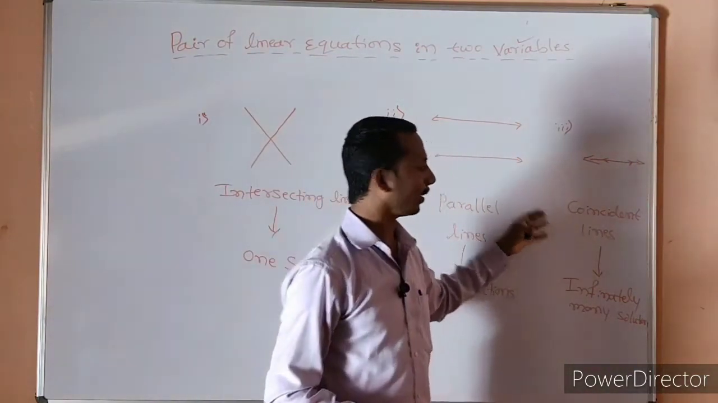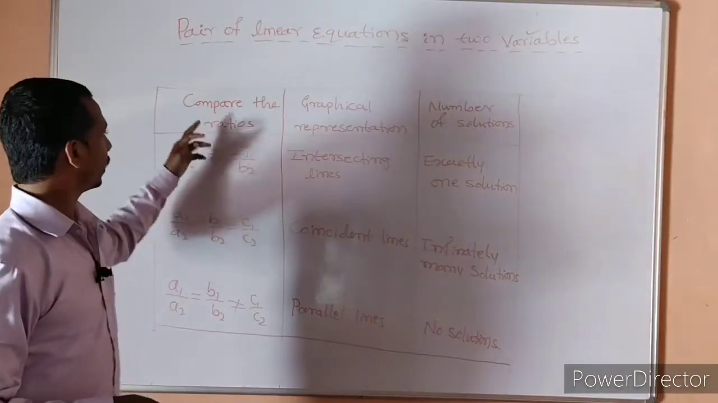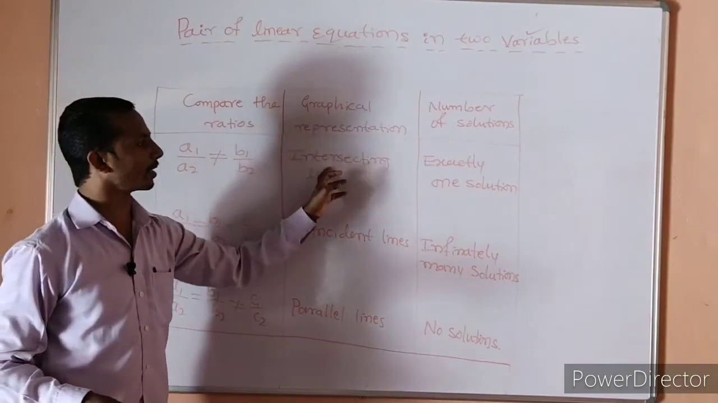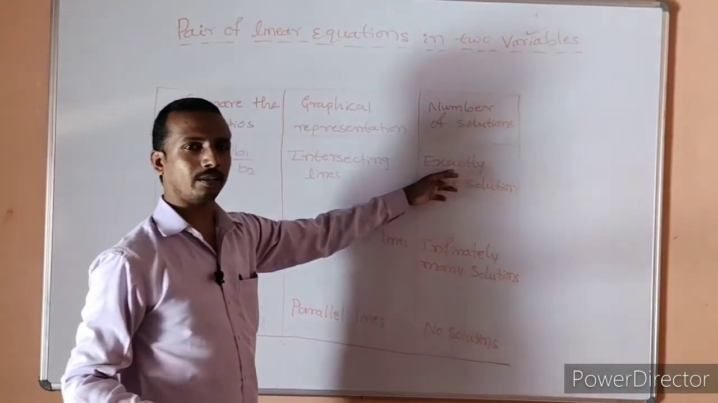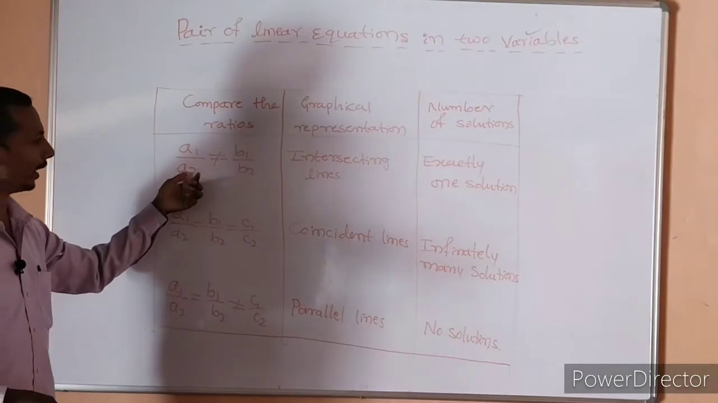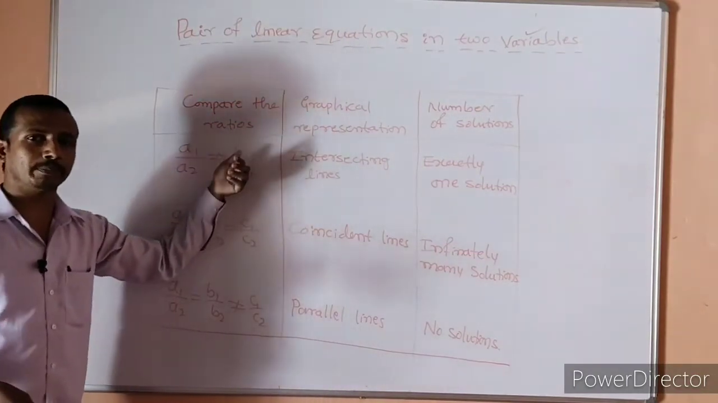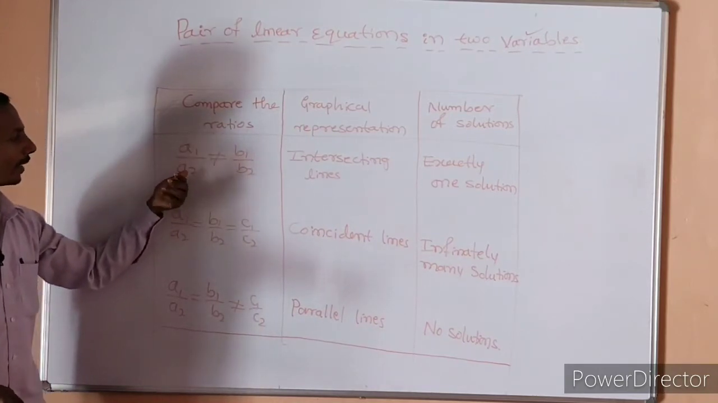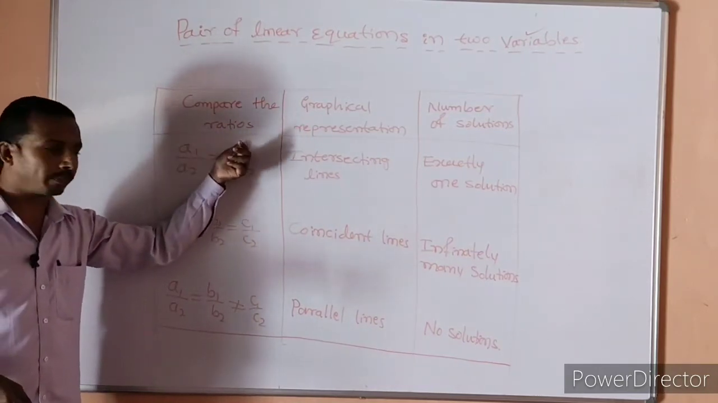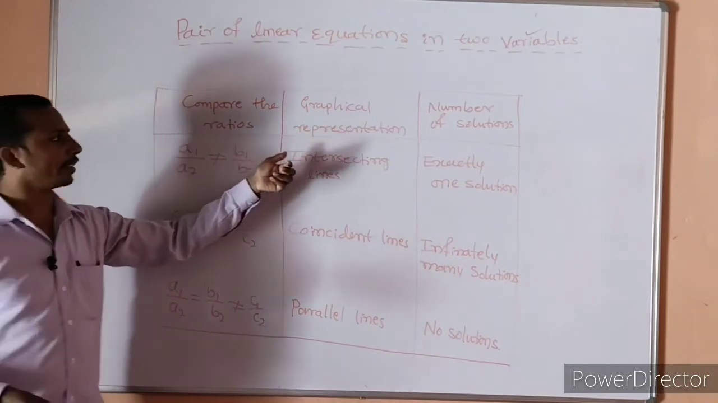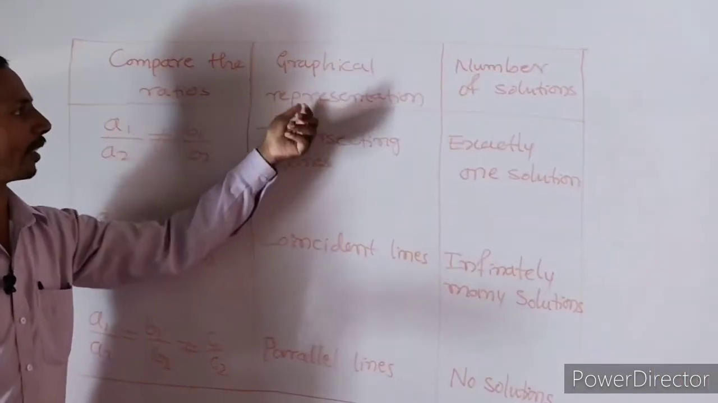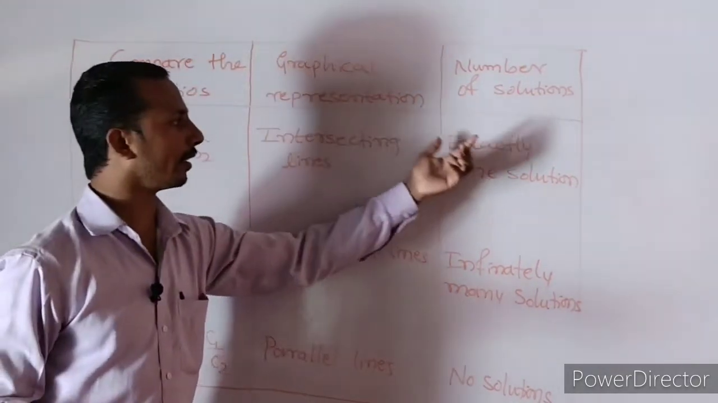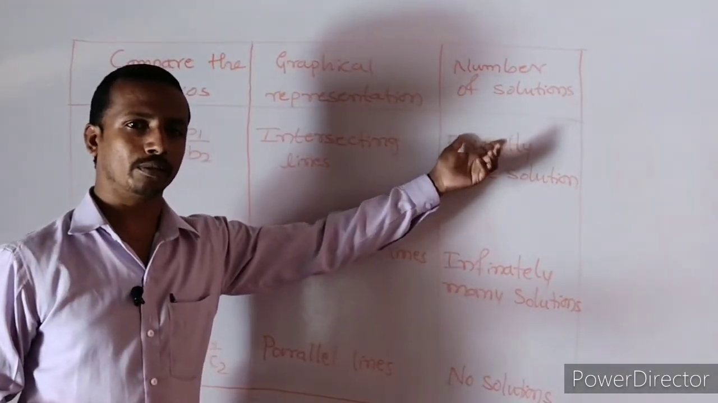Now by comparing the ratios, in this table they are given, compare the ratios. First one, second one graphical representation, third one number of solutions. Here, if A1 by A2 is not equal to B1 by B2, then the graph represents intersecting lines. If it is intersecting lines, then it has exactly one solution.